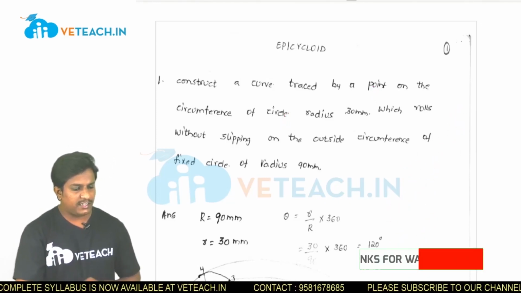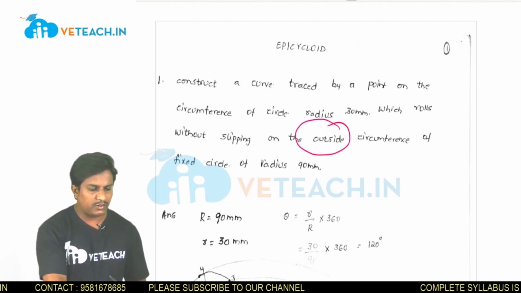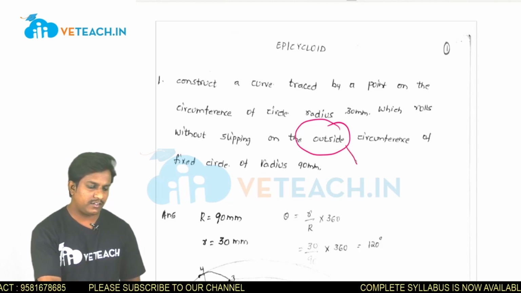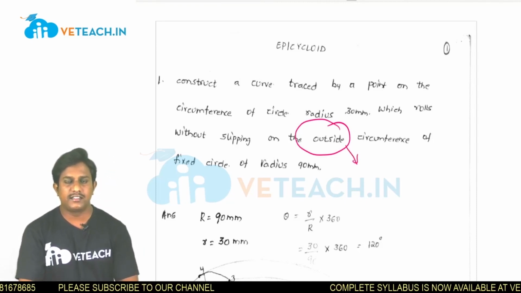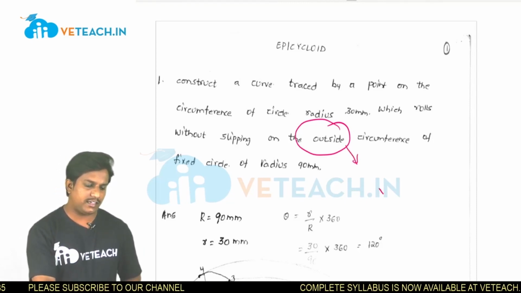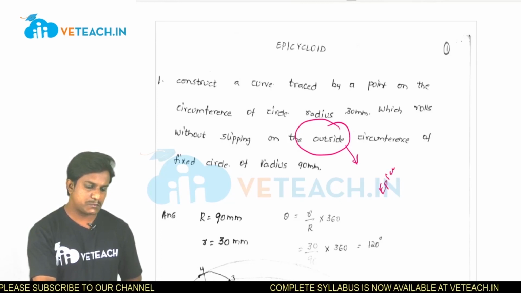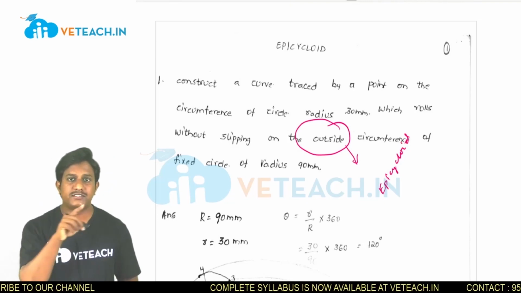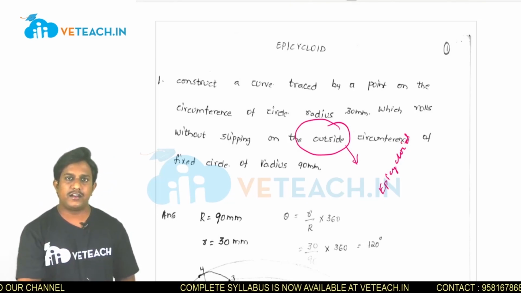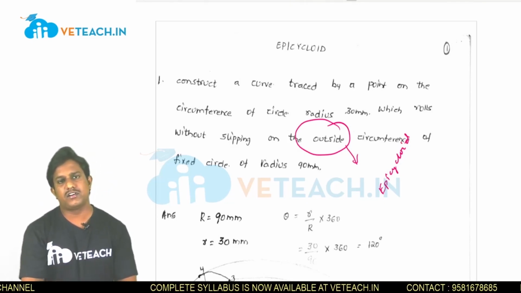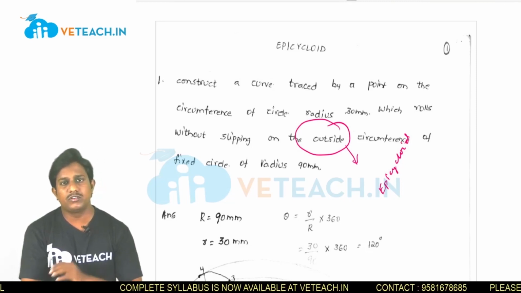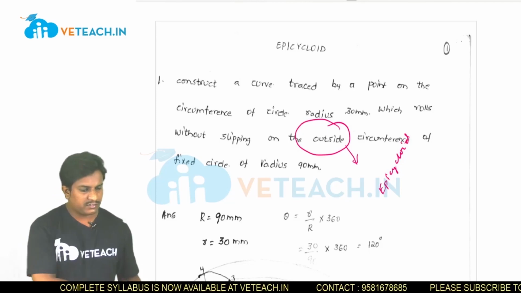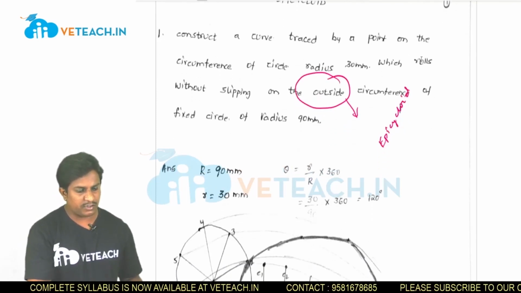In this question, he has given "without slipping on the outside of the circumference." Here I found the word outside, so it is an epicycloid. If the generating circle rolls outside the base circle or fixed circle, then it is called an epicycloid. Then we have to solve this problem by using the epicycloid method. See how to solve it.